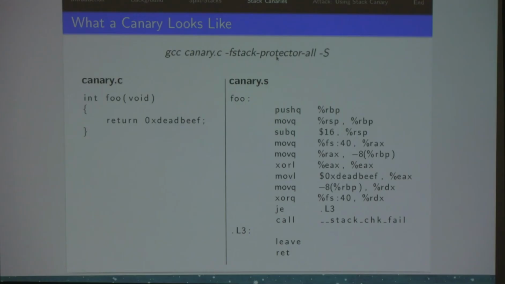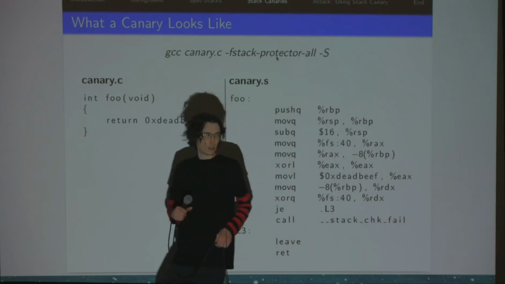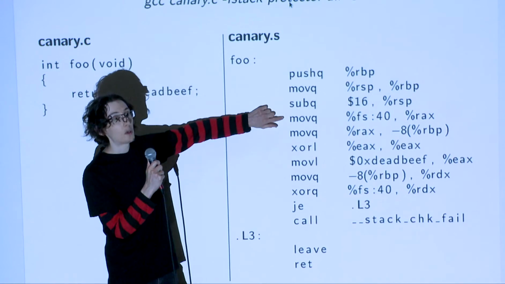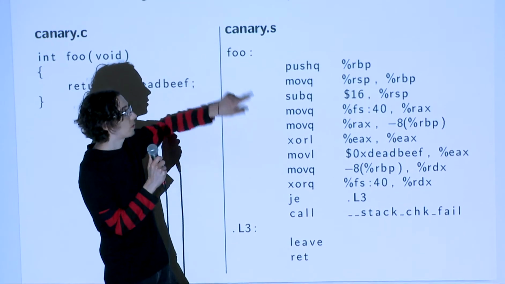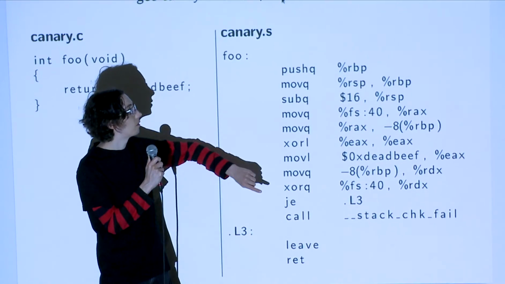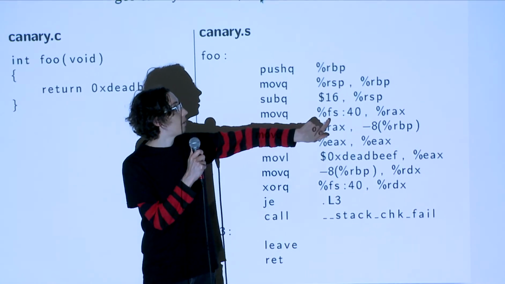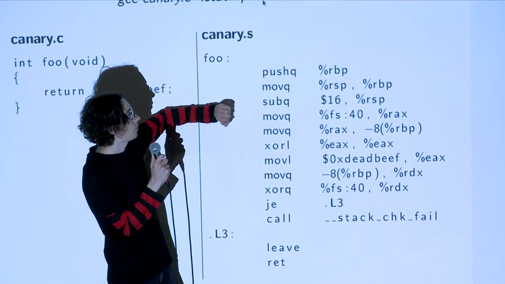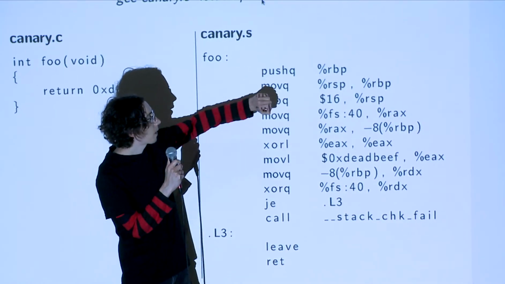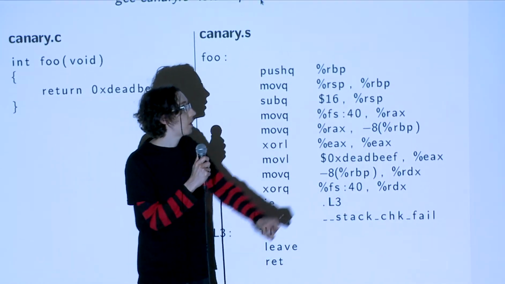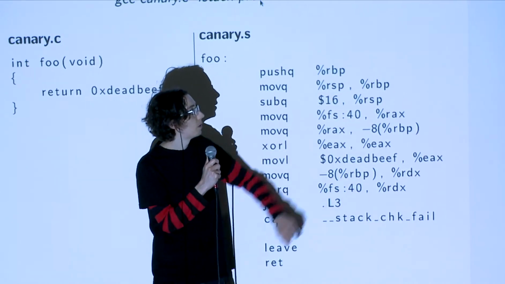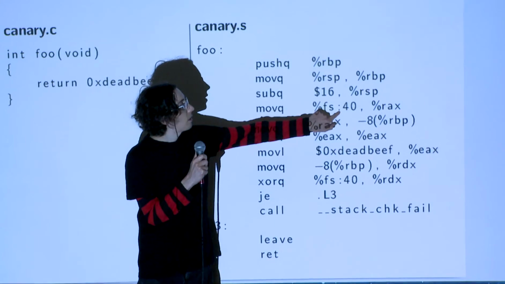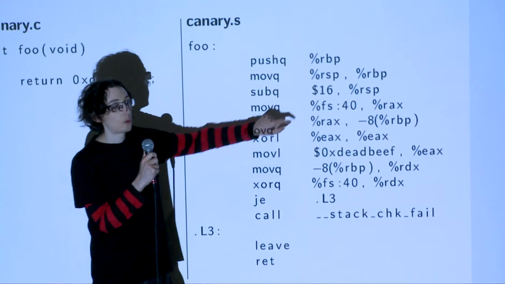You can see right here there's a little bit of additional information. If I were to compare this slide to the ones I showed previously, you'll notice there are a few extra instructions. I'm reaching into the TLS, the thread memory for this process, and I'm putting some value into RAX, and I'm moving RAX to an 8-byte offset on the stack. What's in this area right here is the actual canary value.